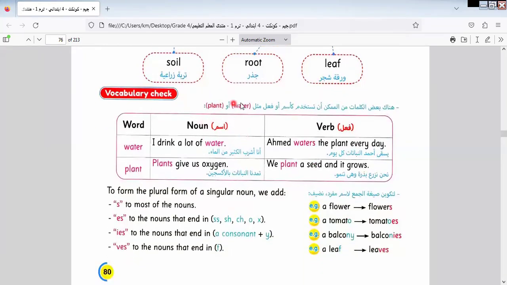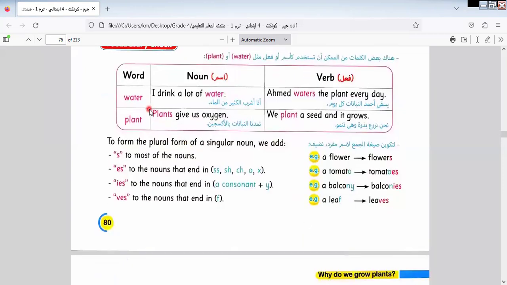Here we have plant or water. When we say water, I drink a lot of water. Here water is used as a noun. And here waters is used as a verb. Here plants is used as a noun, and here plant is used as a verb. This is the difference between water as a noun and water as a verb, plant as a noun and plant as a verb.